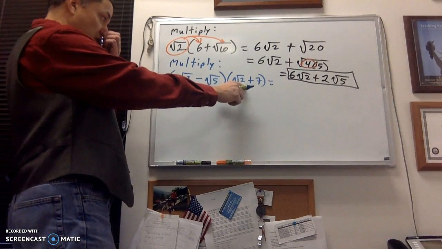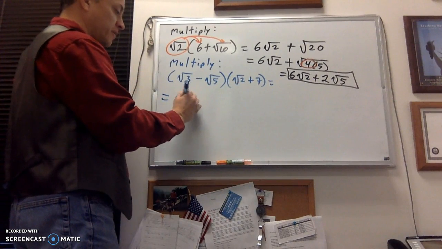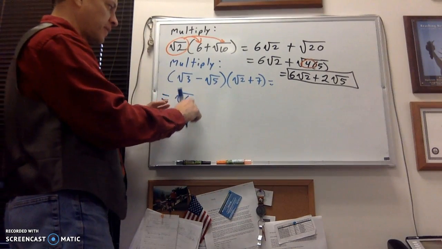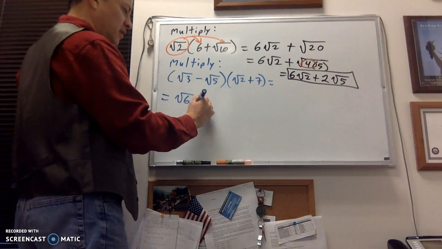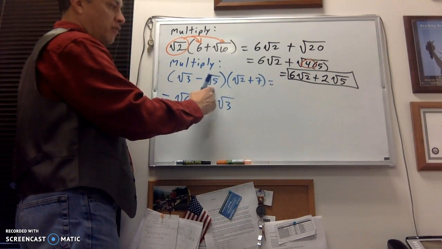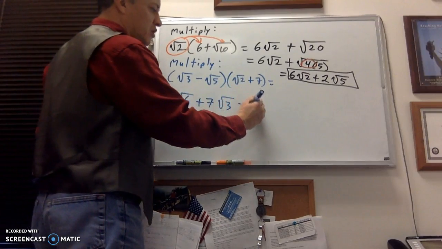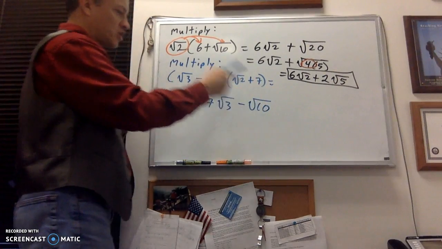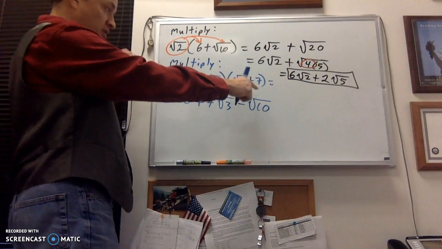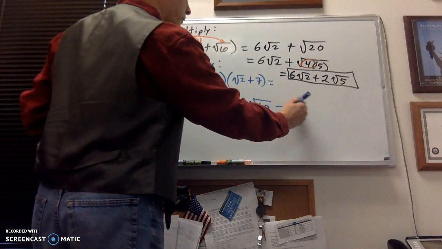Square root of 3 times the square root of 2, that's the square root of 6. No perfect squares coming out of there, so that's set there. Square root of 3 times 7, that's 7 root 3. Negative root 5 times root 2, that's a minus root 10. No perfect squares coming out of there. And then negative root 5 times 7 is a negative 7 root 5.